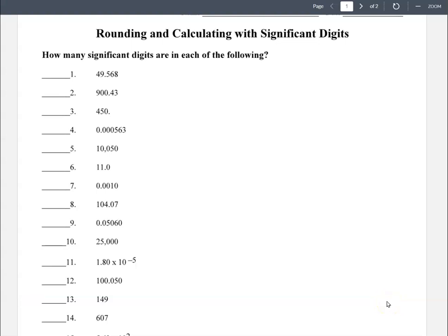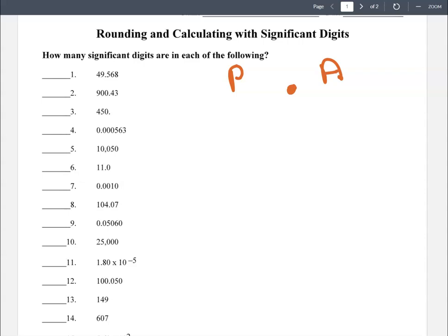A little tutorial video to summarize rounding and calculating significant digits using the worksheet that we used in class. So if you remember, or if you were absent, something the kids learned today is a new little trick: if you think of the Pacific Ocean on the west coast and the Atlantic Ocean on the east coast, so the left side and the right side.